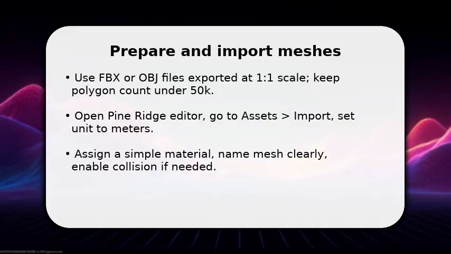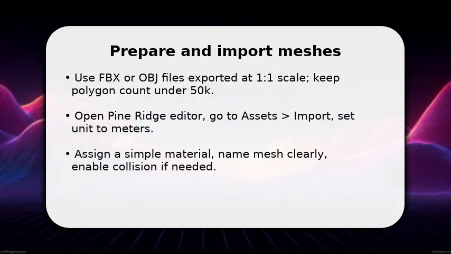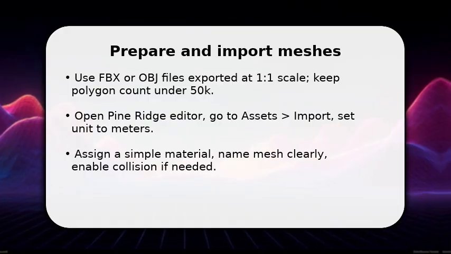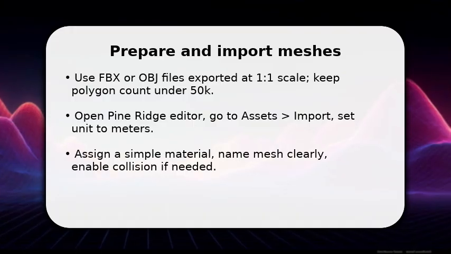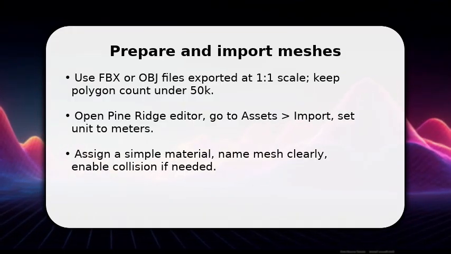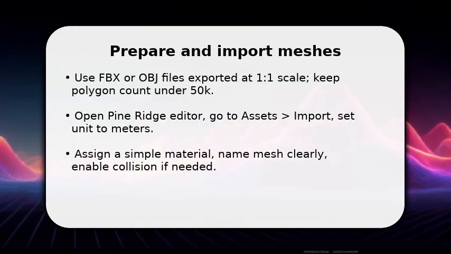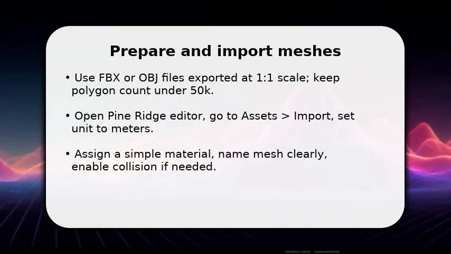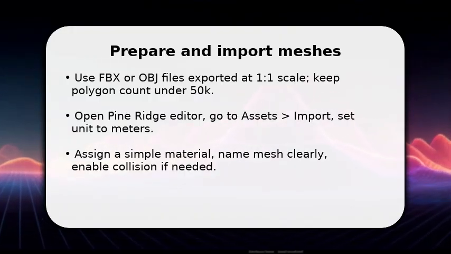You start by importing your mesh into Pine Ridge so it behaves predictably. First, make sure your file is FBX or OBJ and export it at 1:1 scale. This prevents sizing issues. Once done, open the editor, choose Assets Import, and set units to meters. You should assign a basic material and give the mesh a clear name. This helps later when you search or replace assets, and enabling collision early saves time during placement.